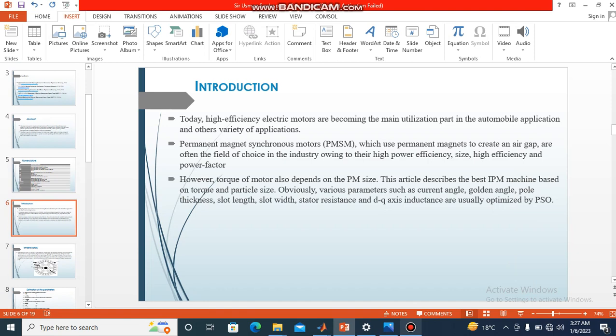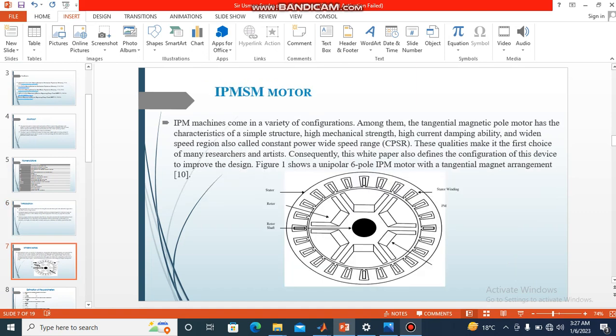Obviously, various parameters such as current angle, pole thickness, rod length, rod width, stator resistance, and DQ axis inductance are usually optimized by PSO. Next, IPMSM motor. IPMSM machines come in a variety of configurations. Among them, the tangential magnetic pole motor has the characteristics of a simple structure, high mechanical strength, high current damping ability, and widened speed region, also called the constant power wide speed range. These qualities make it the first choice of many researchers.